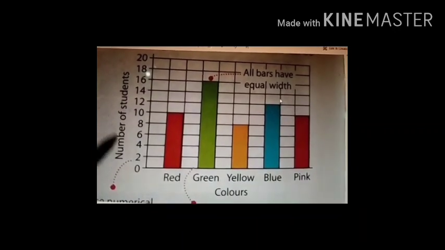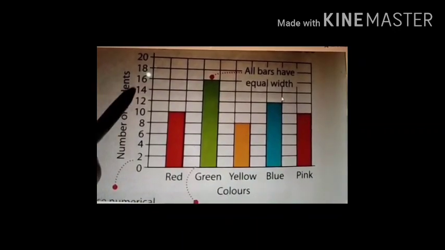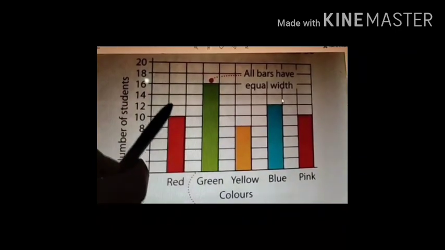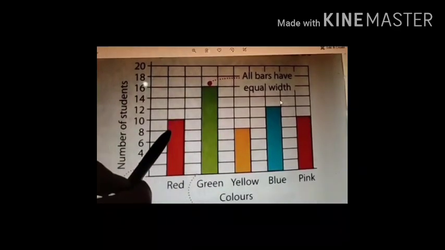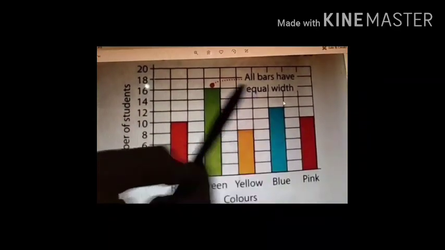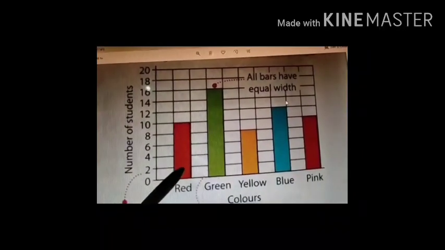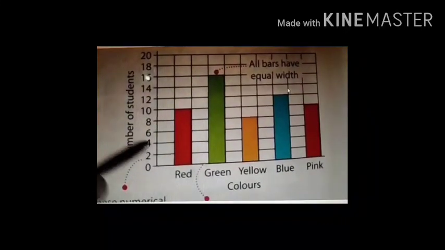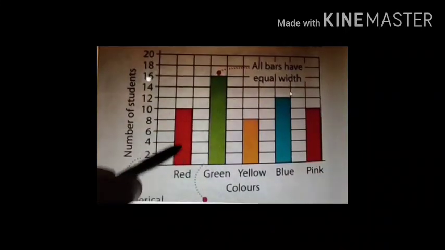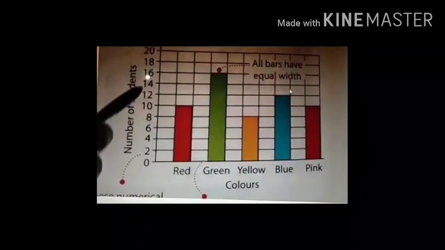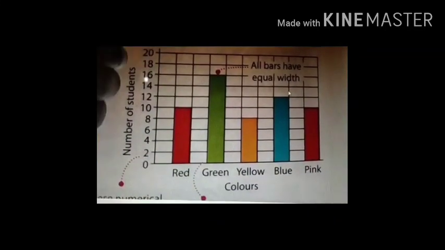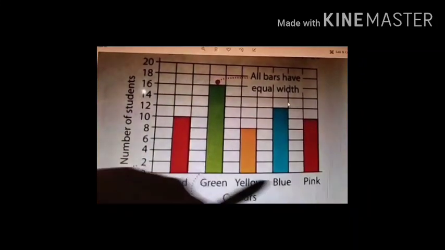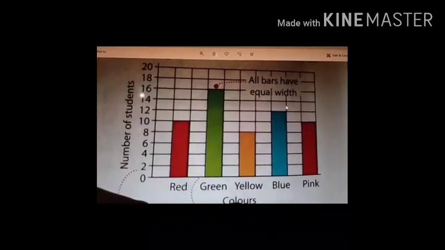As I have already told you, a bar graph is another graphical method to represent the data. These rectangles are called bars and their heights indicate the corresponding values of the given data. This bar indicates the red color, and this vertical line shows the number of students, and this horizontal line is called the x-axis and this shows colors.